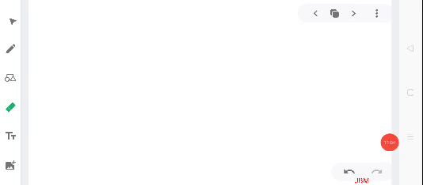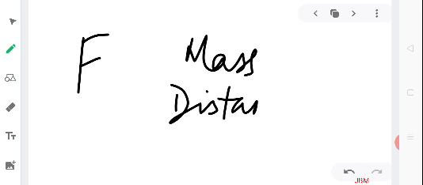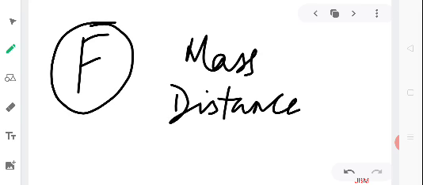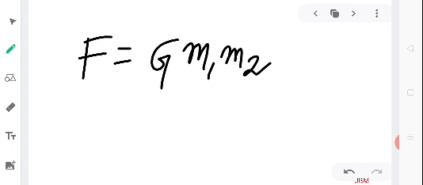Now let us try and understand how the value of force is going to change with mass and distance. Sometimes these sorts of questions are asked in the examination: if there is a change in the mass of the object, or if the distance between the masses is changed, how will the value of force change? So let us consider some examples. Suppose we write down the general expression for force first of all. F is equal to G times m1 m2 by r square.